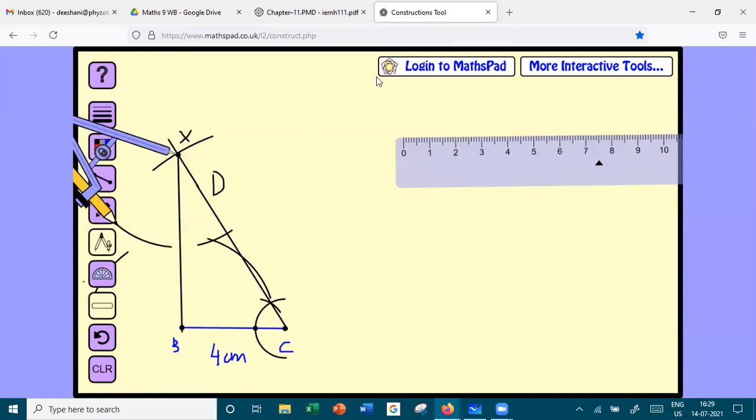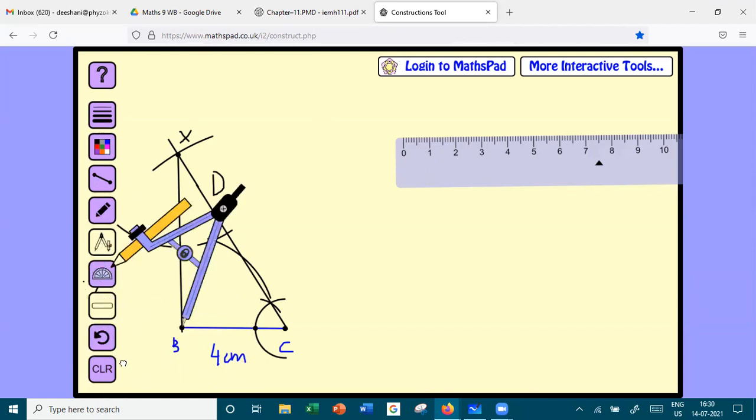You got it till here? Yes, ma'am. Then next step we joined B and X with our scale. After that we are now constructing the perpendicular bisector for BX. I'll tell you why or how it ended up like this, which is the fun part. We'll discuss that in just 1 minute. We are almost done with our construction.